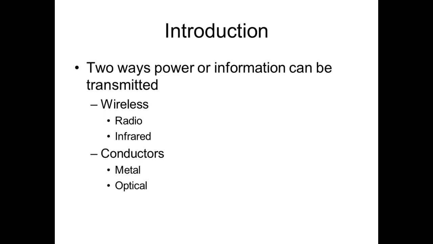So, two ways power or information can be transmitted. Information, we can send wireless, either by using infrared or light, which are the two most popular, radio frequencies, or ultra frequencies too. With conductors, we can carry information using metal or optical. Everybody okay?